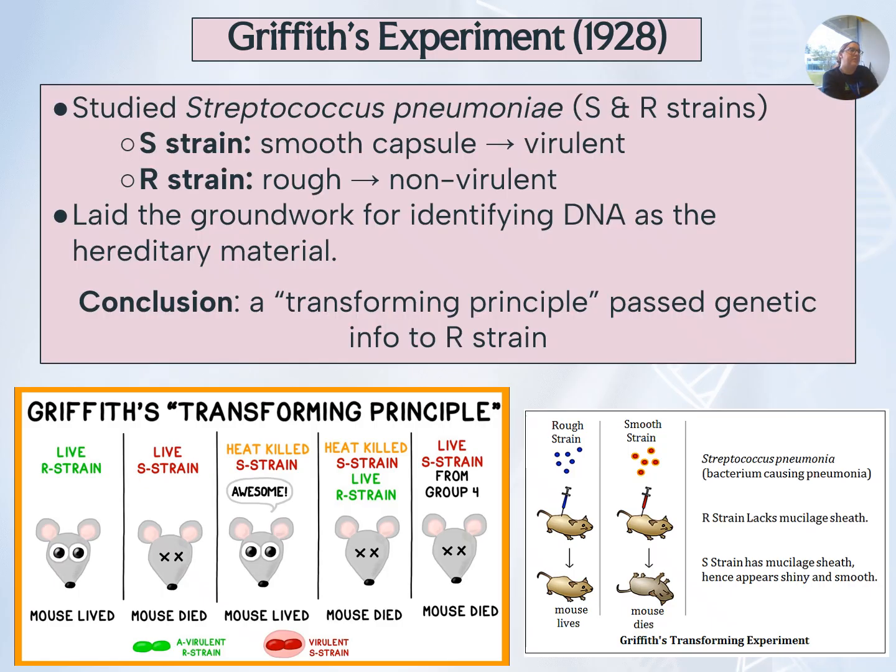So our S strain was our virulent one, our R strain was not virulent, but when he killed the S strain and then put it in the same area as the R strain, the R strain took up that genetic information that was in its environment via a plasmid.